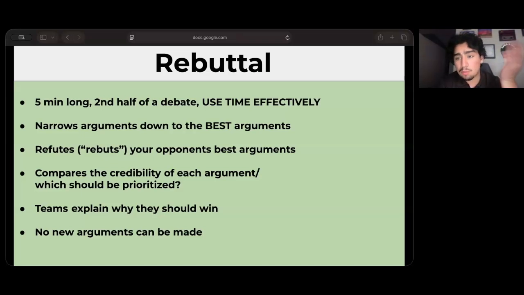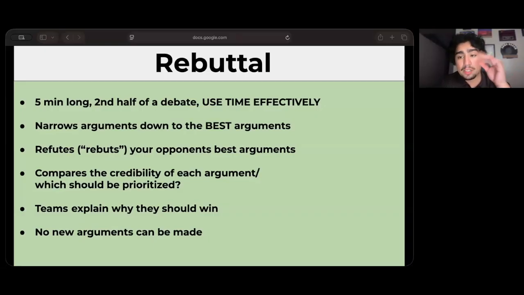Right here, teams explain why they should win. And whereas in the constructive speeches new arguments can be made and new information can be brought up, in the rebuttals that is not allowed. Judges tend to just not acknowledge new arguments being made and only want to see you compare existing arguments with the other side's.